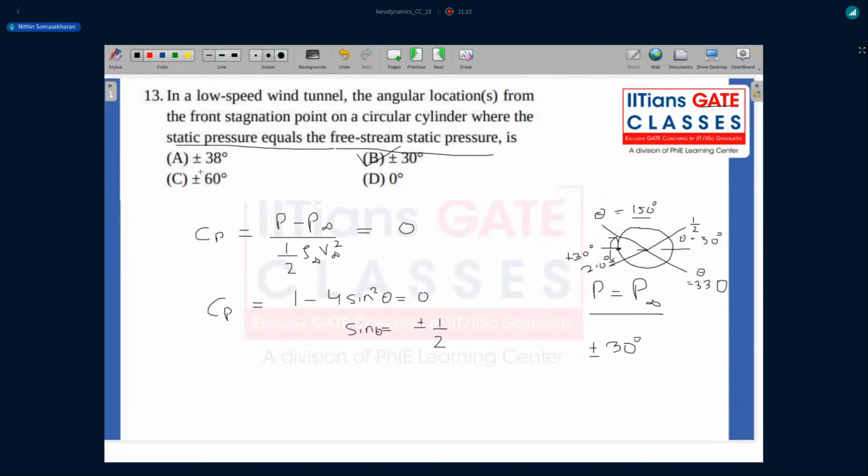The other option, 38, definitely not. At 38 degrees, from anywhere you calculate, you're definitely not going to get sine theta equal plus minus half. And theta equals plus minus 60: if I go plus minus 60, you'll definitely not get sine theta equal to half. You'll get other values of sine theta, not half. And if you don't get half, you will not be able to make CP equal to 0, and correspondingly P minus P infinity to be 0. All right, so the right option here is plus minus 30.